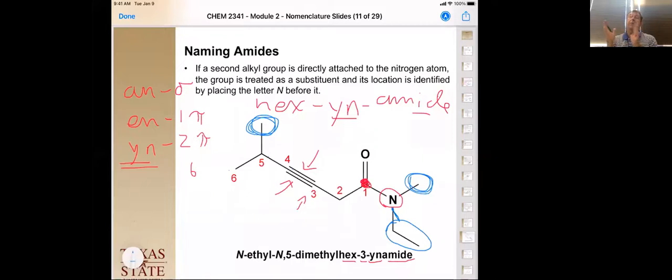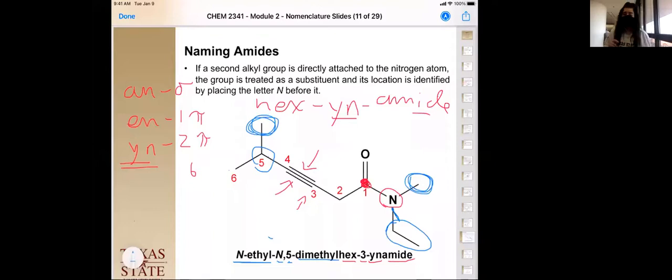So ethyl comes before dimethyl because we don't use the di. And so we have to say the ethyl group is on the nitrogen, okay? Followed by a dash. One of the methyls is on a nitrogen, but the other one is on the 5 carbon. And then we have dimethyl, hex-3-ynamide. Okay.